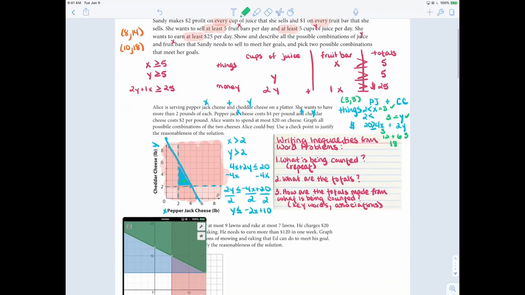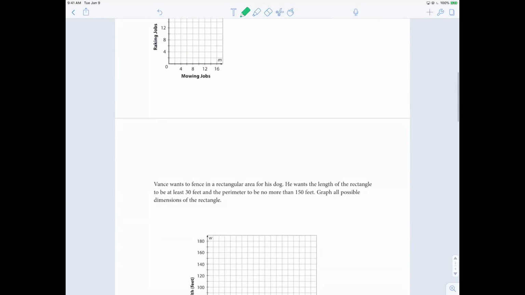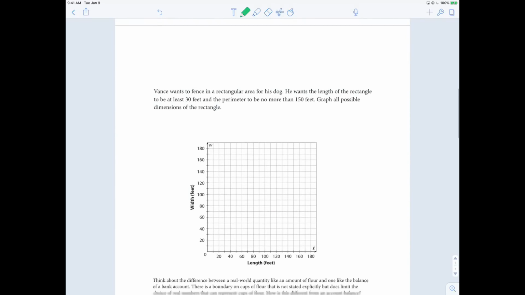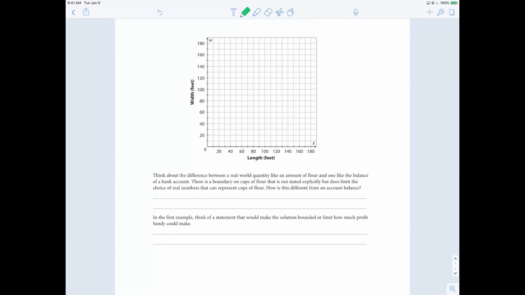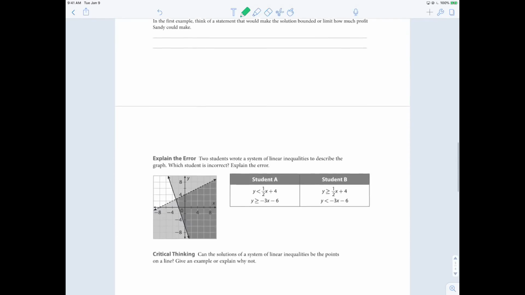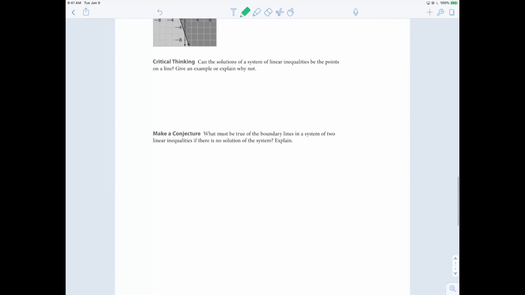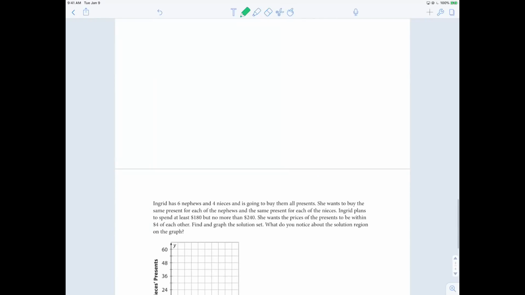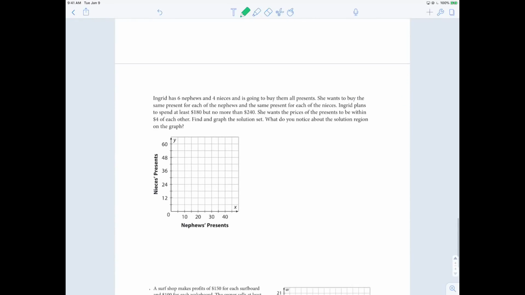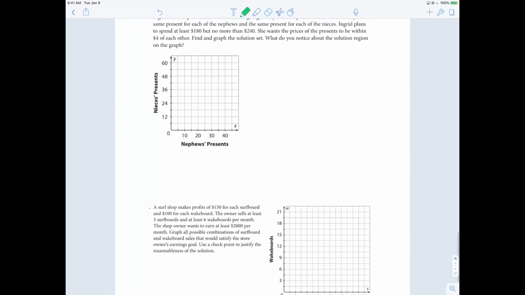If you look down on this practice sheet, we can delete this now. You have more questions to answer and to graph, and then some reflection questions for you to answer. And then you will practice all of these problems all the way to the very end of the activity.